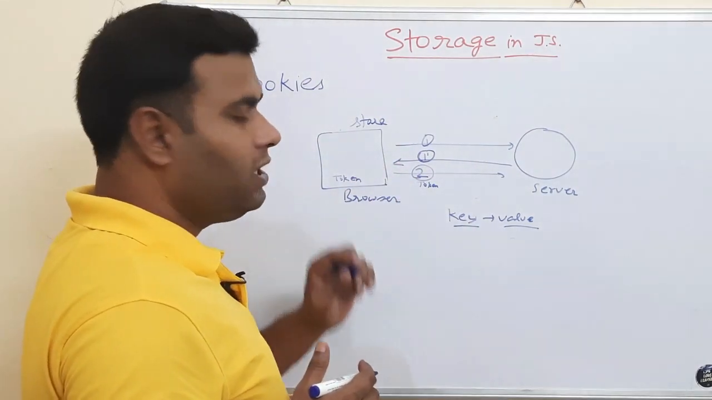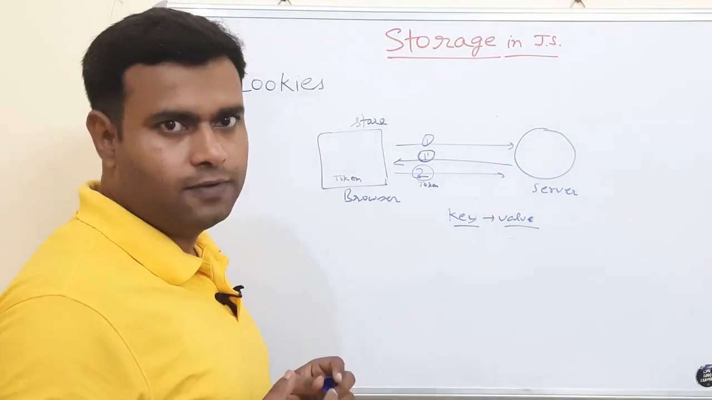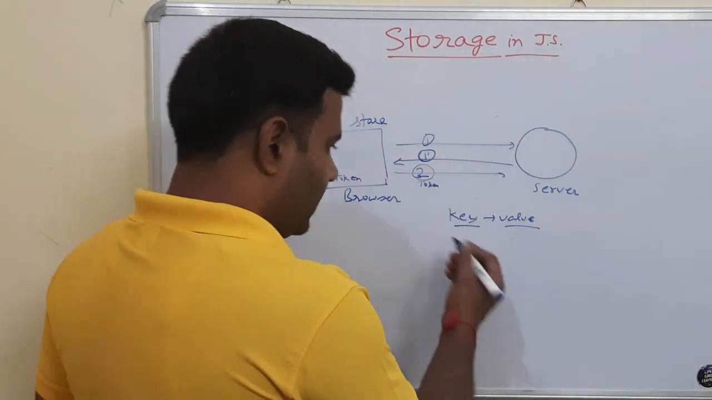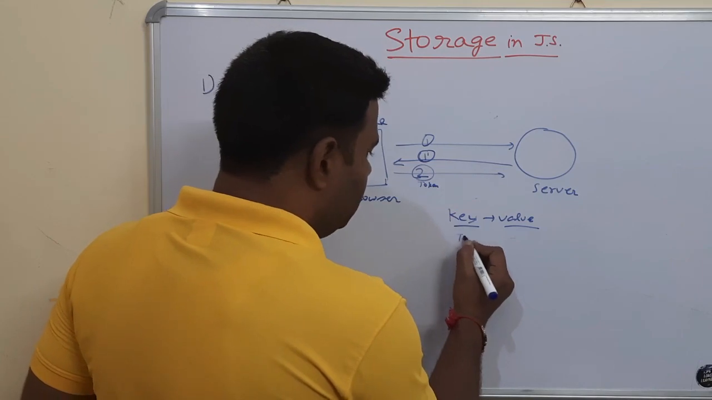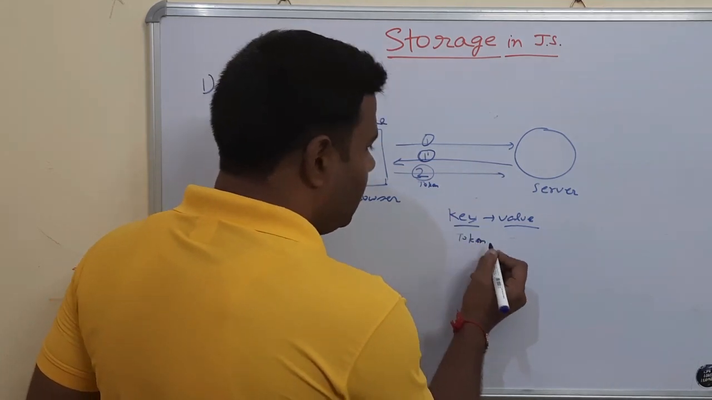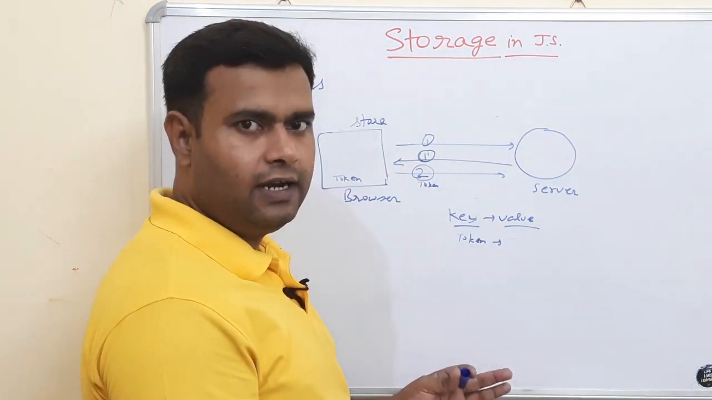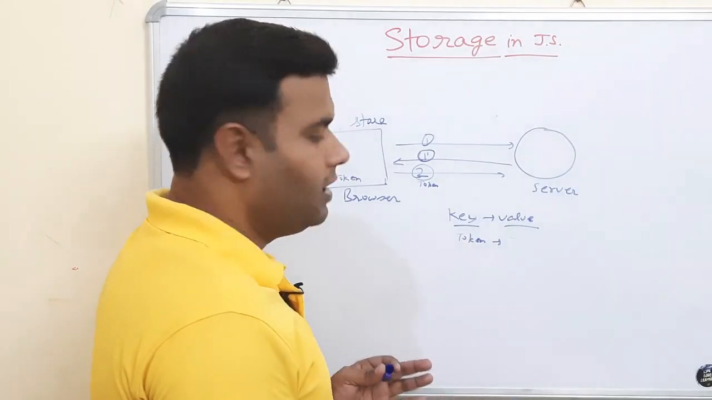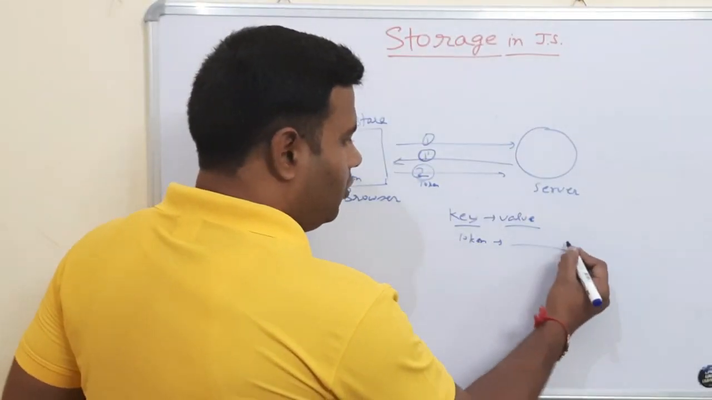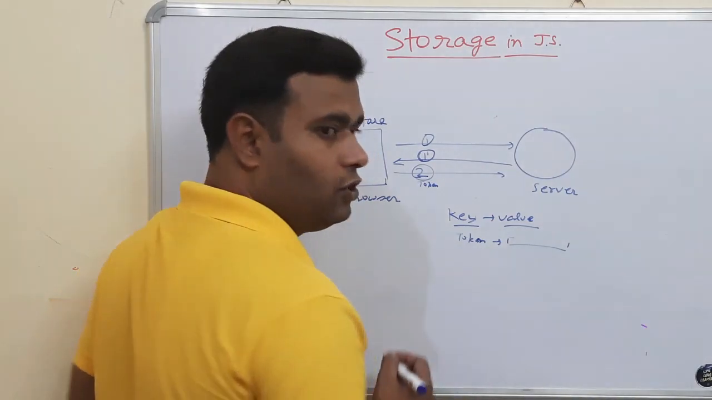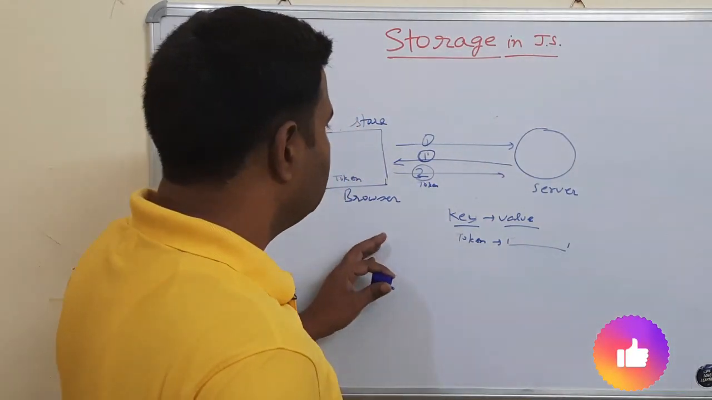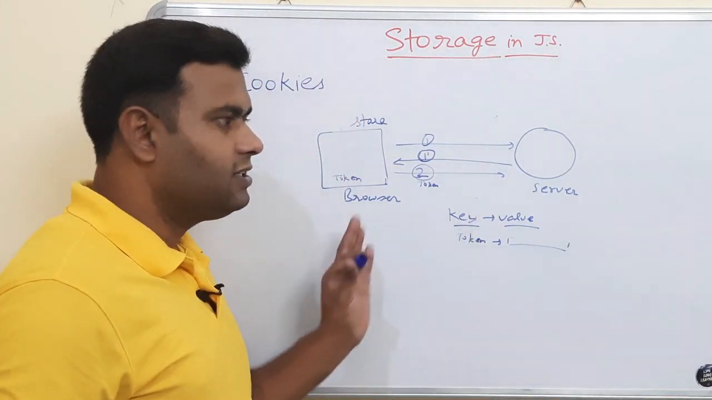Now this token is actually the key and value pair. Key can be a string, for example let's say token, and value can be again some string, like some long string which is representing some unique token. So this is how the cookies are stored.